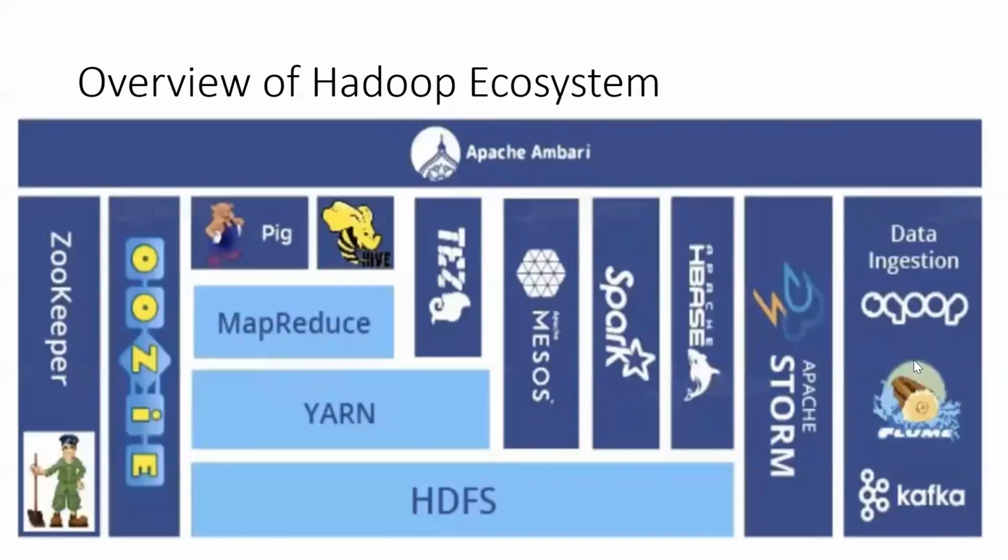Sqoop is also a different tool we are using in the Hadoop architecture. You might have heard about Sqoop. It has its own distributed file system, YARN, and MapReduce within itself. And on top of that, we have Apache Ambari. This is the entry point to all the Hadoop ecosystem.